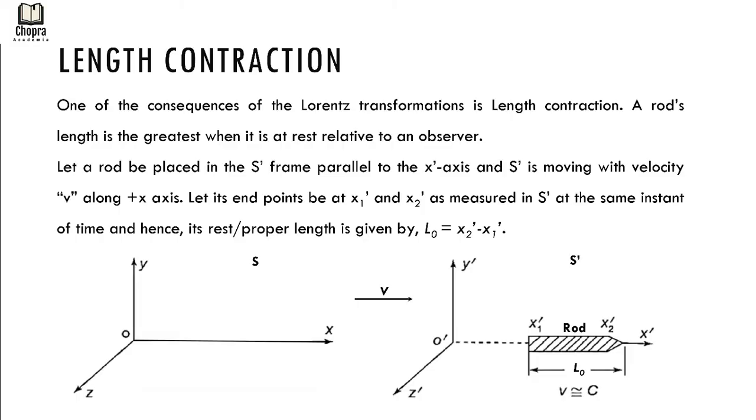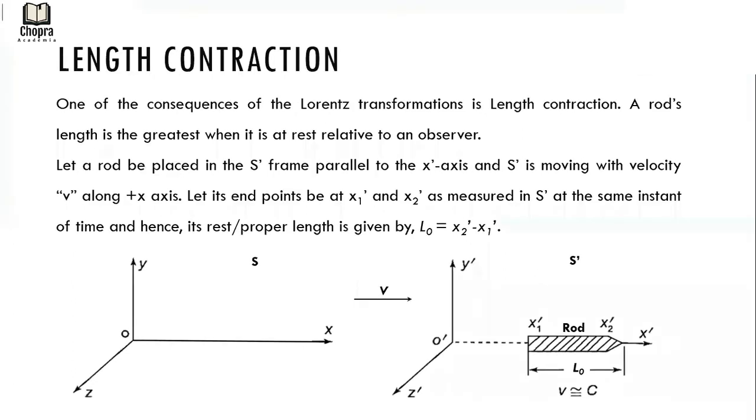We start with the length contraction. One of the consequences of Lorentz transformations is length contraction. A rod's length is the greatest when it is at rest relative to an observer. So that is the main concept we have to understand.